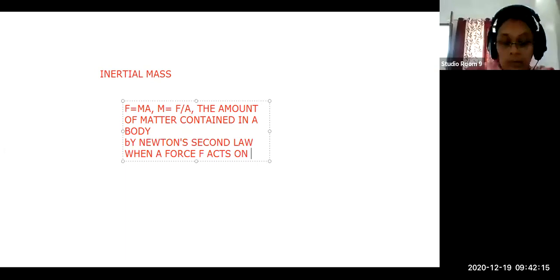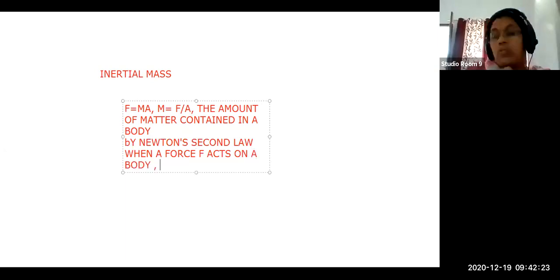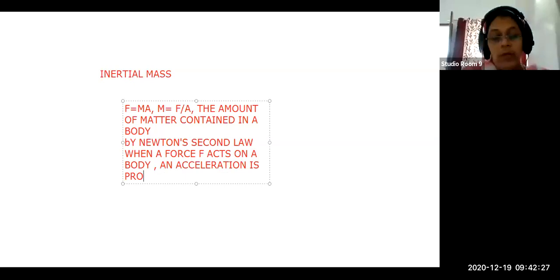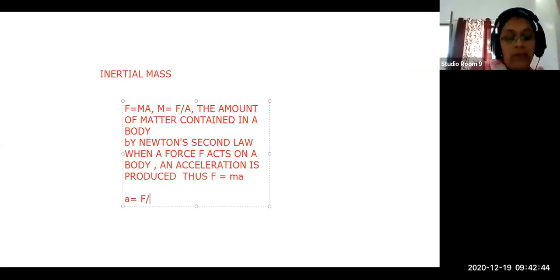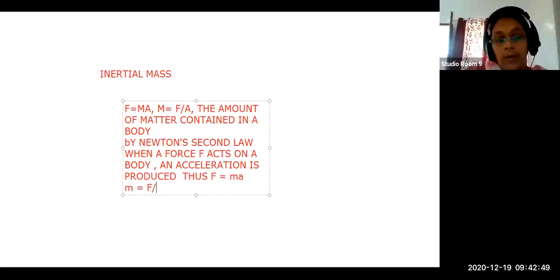Capital F is equal to small m into A. Therefore, A is equal to capital F, sorry, not A, we are finding mass. So small m is equal to capital F divided by small a.